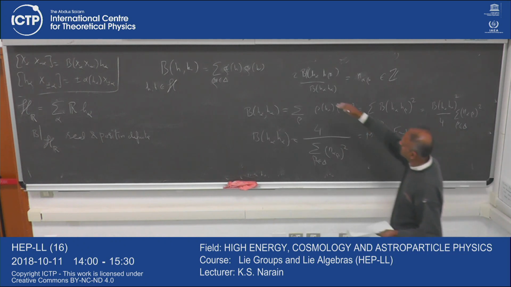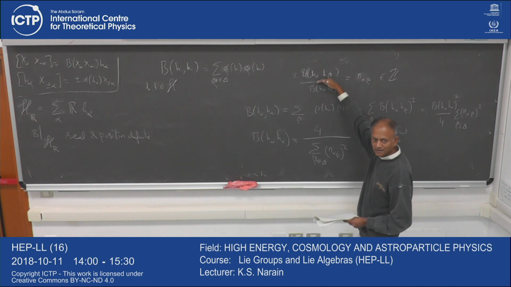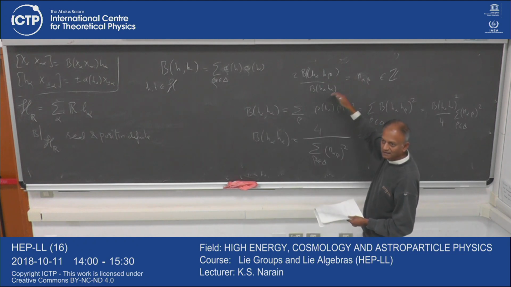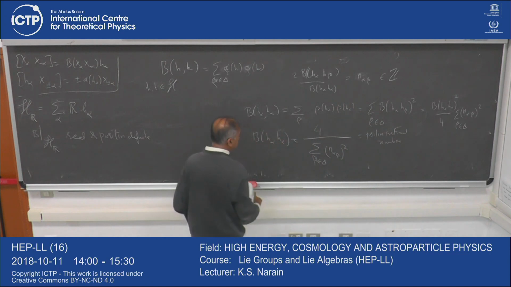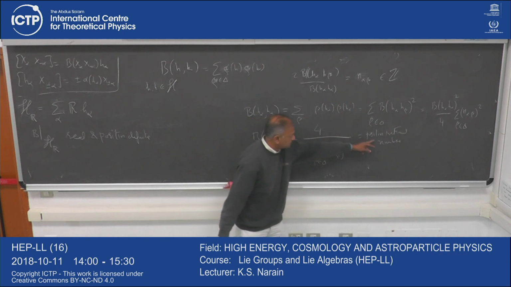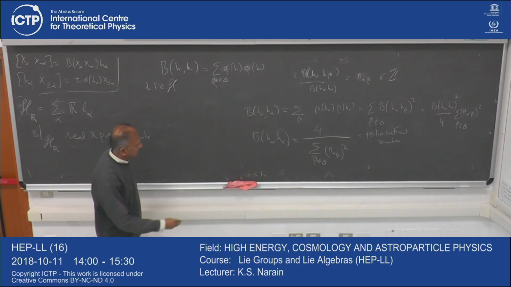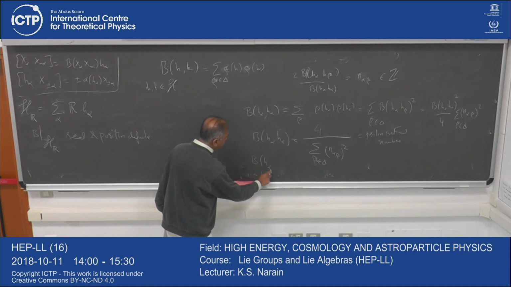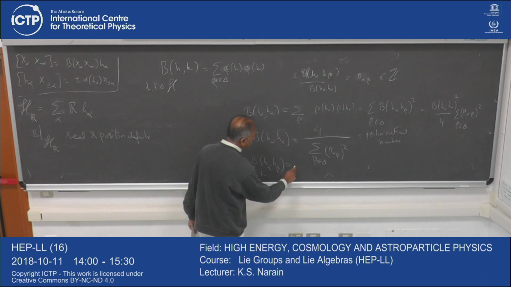Now, if this is a real number, then B(H_alpha, H_beta) is also a real number, right? Because anyway, this is an integer, so it's real. So this tells me that B(H_alpha, H_alpha) is a positive real number, and B(H_alpha, H_beta) is in fact even some rational number.